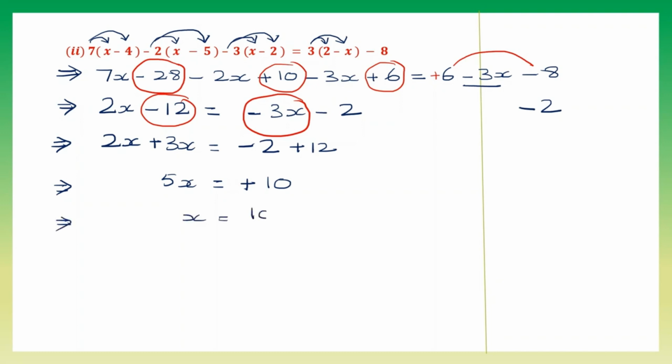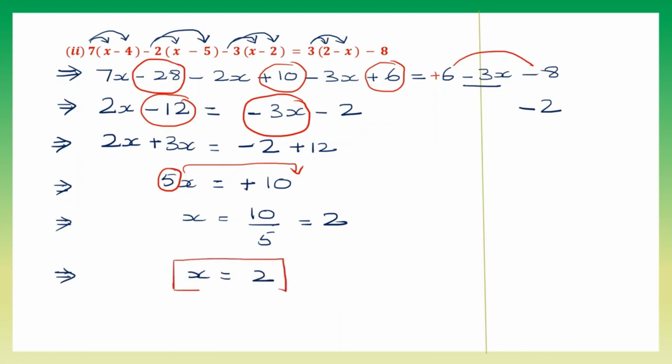X will be 10 divided by 5 because I've transposed this 5 which is here. This is multiplication. When it goes to the right hand side, it becomes division. That's how it became 10 by 5. Now divide 10 by 5. 5 2s are 10. So we have found the value of x. X in this question is equal to 2. So we've got our answer. X is equal to 2.